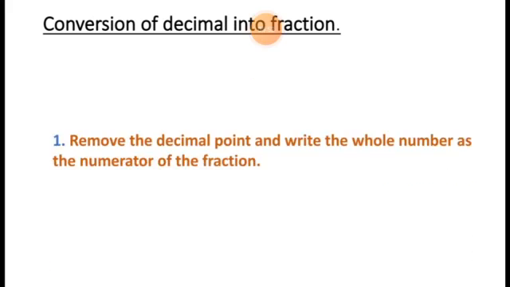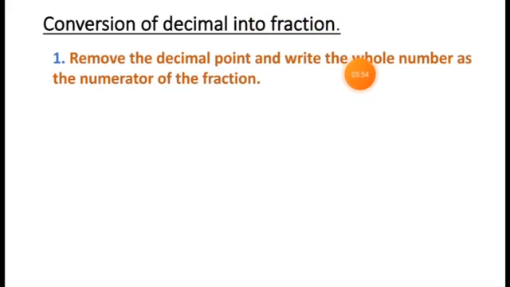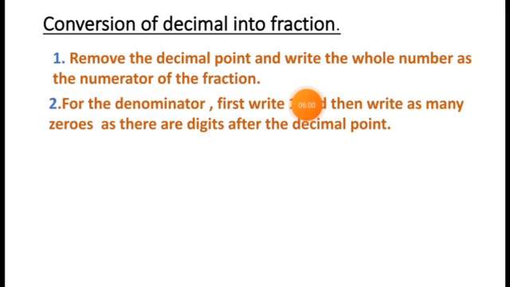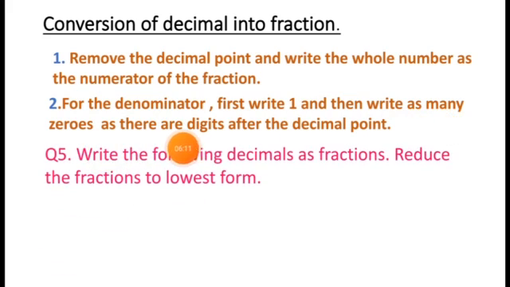Now see here the conversion of decimals into fractions. So children, for this we first have to remove the decimal point and write the whole number as the numerator of the fraction. Then the next rule says that for the denominator, first we write 1 and then we write as many zeros as there are digits present after the decimal point. So let us understand this also by taking help of question number 5.